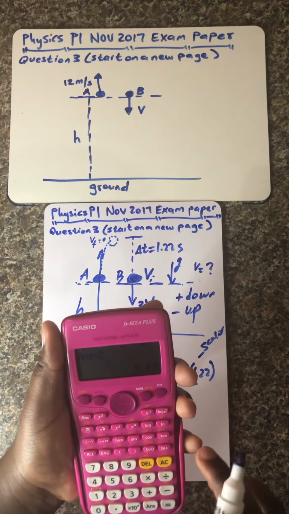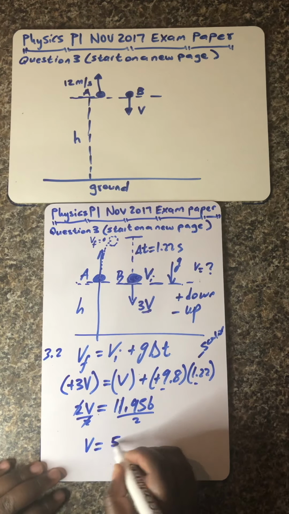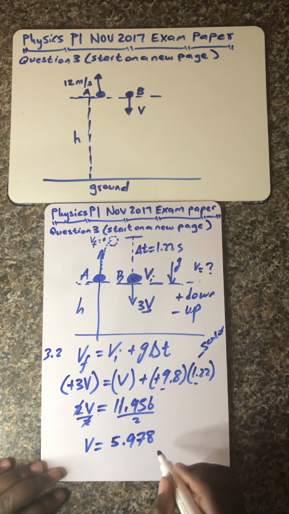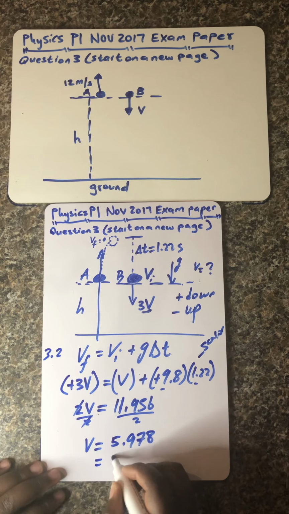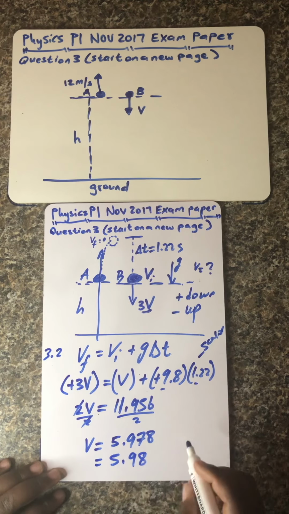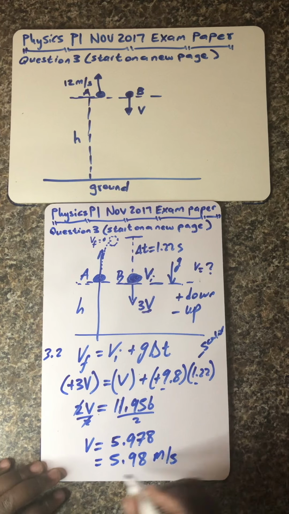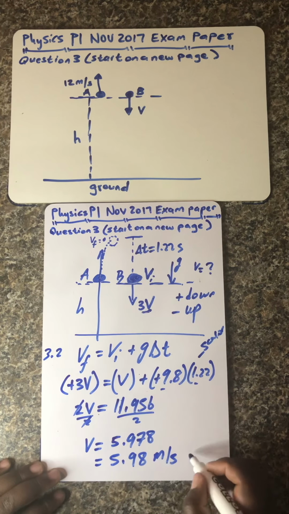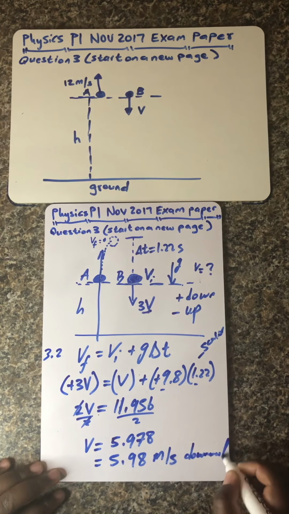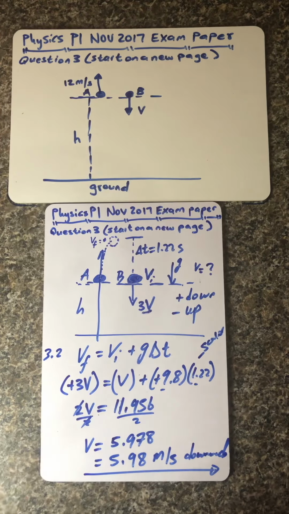Then it means you've got 5.978, of which I can just round to 2 decimal places. It's 5.98 meters per second. Obviously, because our answer was positive, it means this object was moving downwards. So this is the final answer to this question.